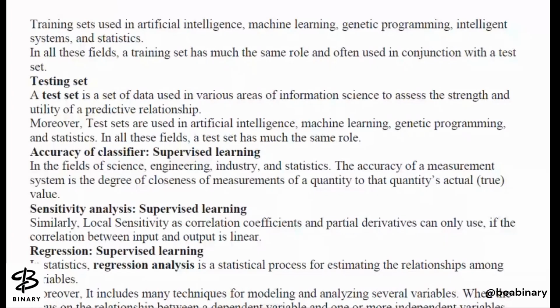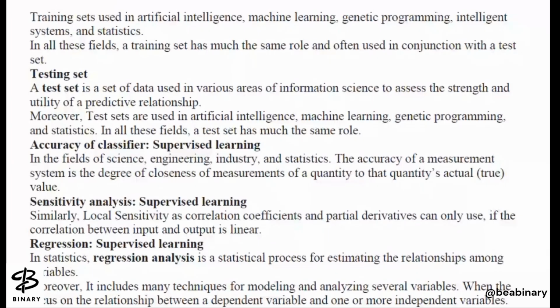So, accuracy of a classifier. When we are talking about a classifier in the field of science, engineering, industry, and statistics, accuracy of a measurement system is the degree of closeness of the measurement of a quantity to that quantity's actual value. Then in genetic learning, we are talking about the sensitivity analysis of the supervised learning. Similarly, the local sensitivity, as a correlation coefficient in the partial derivatives, can only be used if the correlation between the input and the output is linear, as we have talked about in neural networks also.